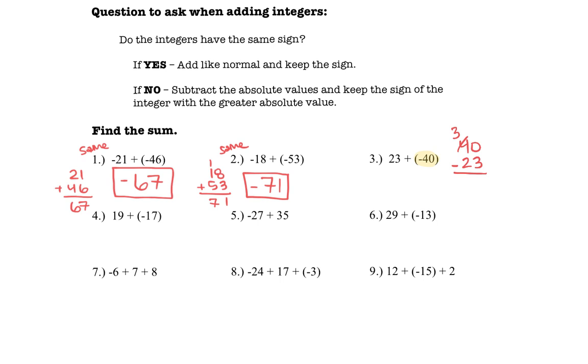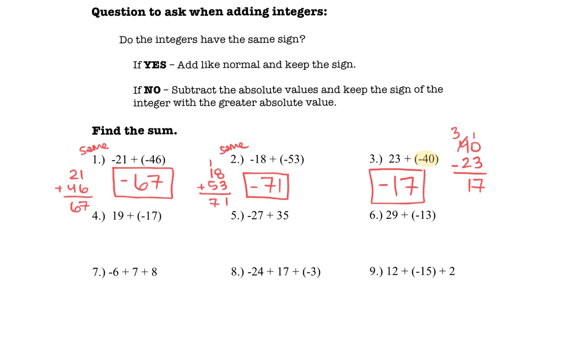I do need to borrow to solve this, so that gives me 17. And since the 40 is further from 0 and it's negative, my answer is negative. And I hope it's obvious to you that 17 and negative 17 would be very different answers. So it does matter that you have the correct sign on your answer. All right, let's practice some more.